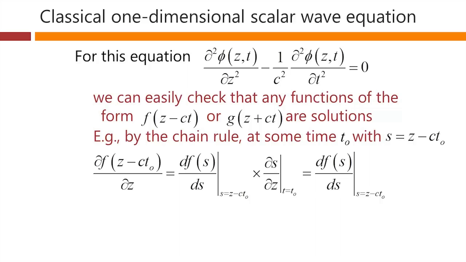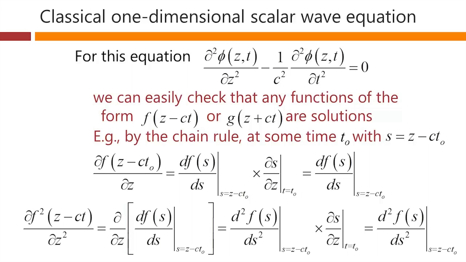because that's where we're doing this differentiation. Then we're going to differentiate that variable s, this auxiliary variable, with respect to z at time t equals t0. So this is the chain rule used for partial derivatives. In this case, ds by dz at time t0 is just 1. In fact, it doesn't matter what the time is in this particular case. And so, using the chain rule, the partial derivative of f of z minus ct0 with respect to z is the same as df of s by ds, evaluated at this value of the variable s.